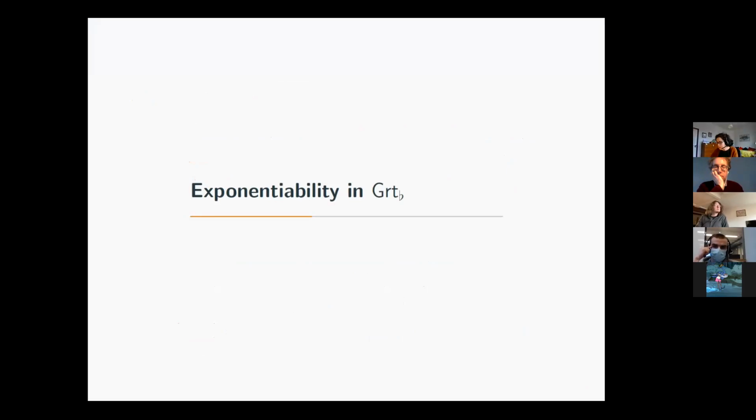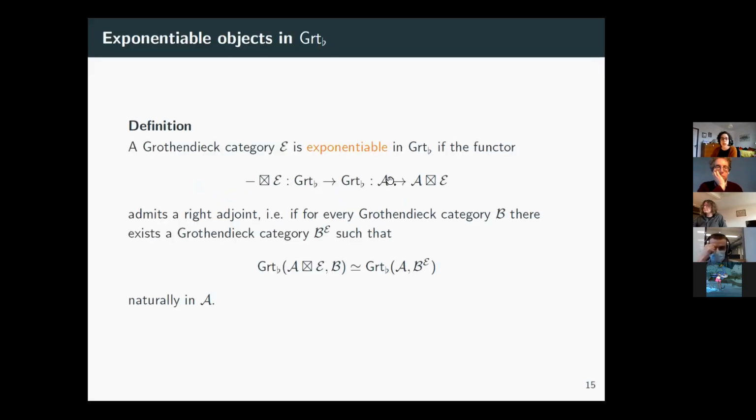We will follow mostly a parallel argument to the characterization of exponentiable Grothendieck topoi, which was given by Johnstone and Joyal. So I won't mention it in any detail, but it's more or less a linear parallel of their argument. So let me go through it. First, what is an exponentiable object? Well, in the particular case of our monoidal structure, it is the following.